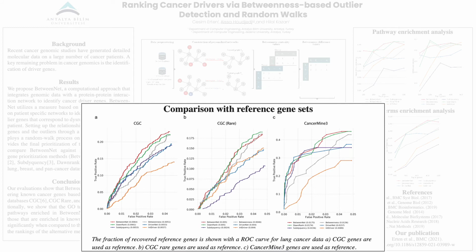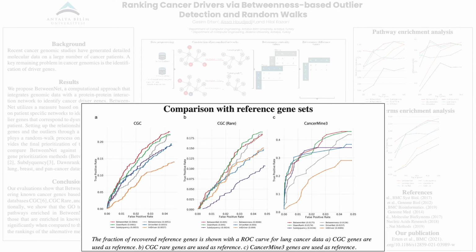Next, we compare our method based on its ability to recover the set of known cancer genes. As reference sets, we have CGC and CancerMine. CancerMine is a literature-mined database of cancer genes. We are including it here as it is a cancer type specific reference set. CGC Rare contains the rare driver genes that correspond to CGC genes with mutation frequencies less than or equal to 2%. Here we are computing true positive and false positive rates for the top 1000 ranked genes and calculating the area under the ROC curve.